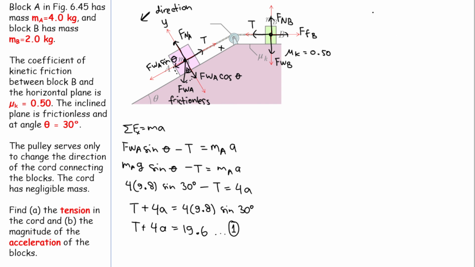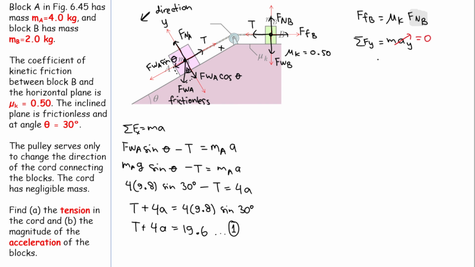But remember that FFP here is equal to mu K multiplied by FNP. But then we need to find out what FNP is, right? And we need to use this vertical axis to find that out. So we will have sigma F on the y-axis, which equals the mass times acceleration also on the y-axis. However, the movement here follows the x-axis and there is no movement on the y-axis, so on the right-hand side this equals 0.